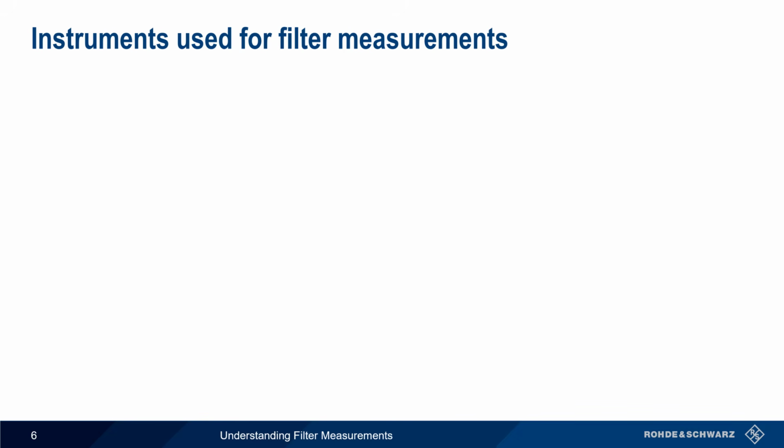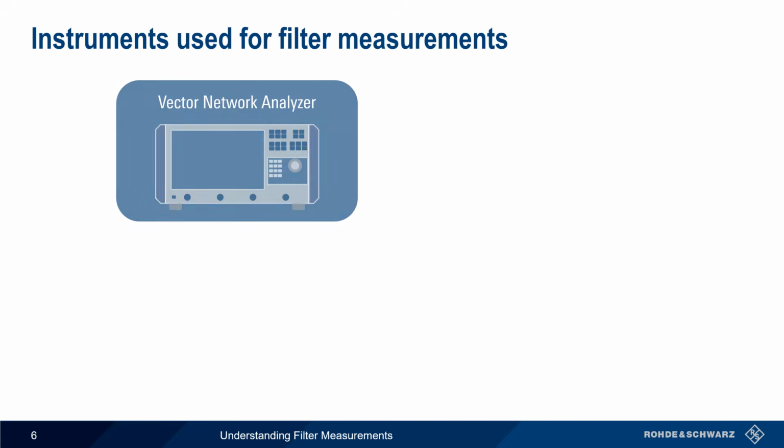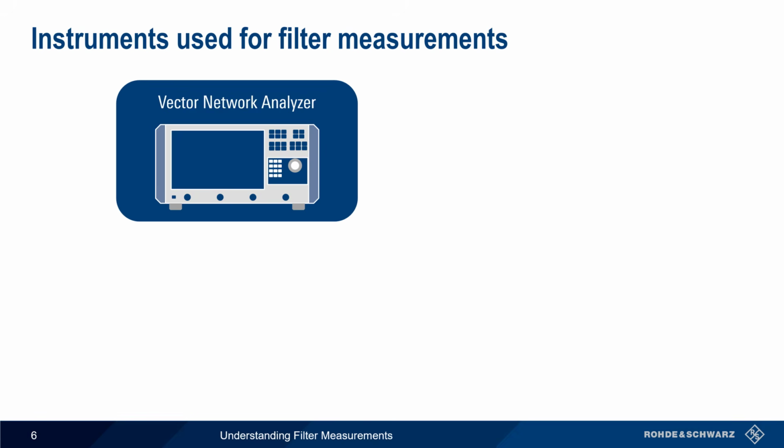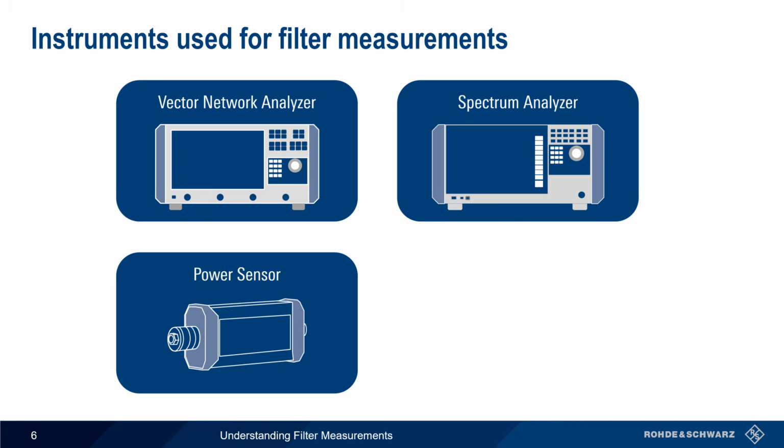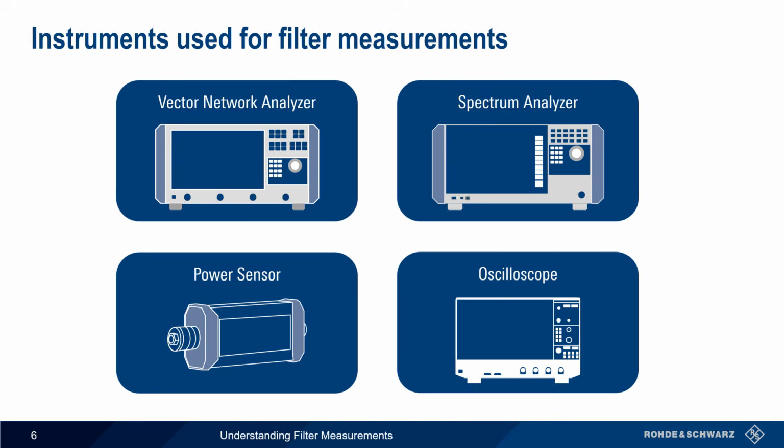Four different types of test and measurement instruments are commonly used to measure filters. These are vector network analyzers, spectrum analyzers, power sensors, and oscilloscopes. In the next section of this presentation, we'll briefly describe how filters are measured using each of these different instruments.